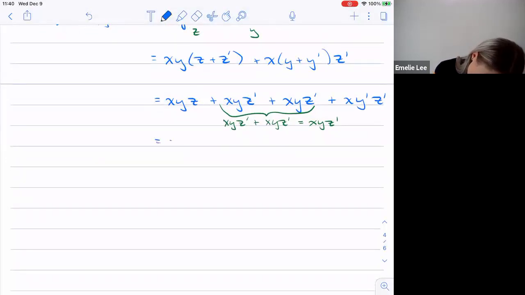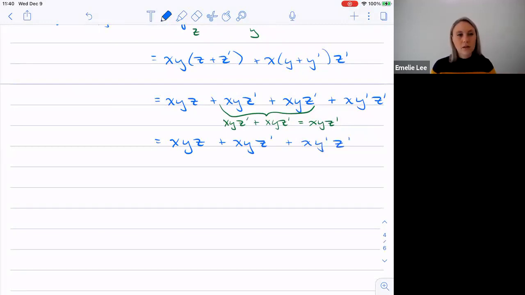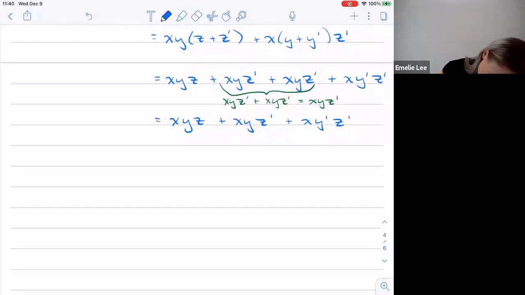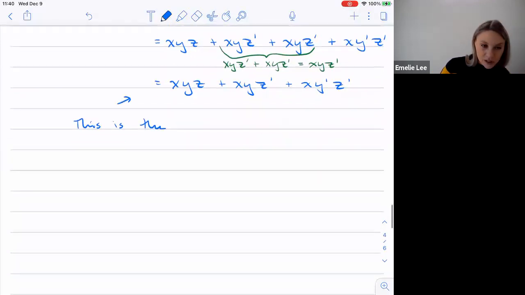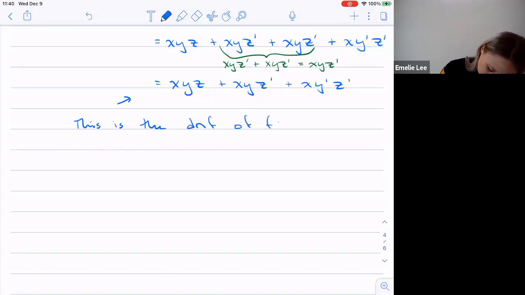Okay, so my DNF then is XYZ plus XYZ prime plus XY prime Z prime. This is the DNF. This is the disjunctive normal form. This is the DNF of f of x, y, z.